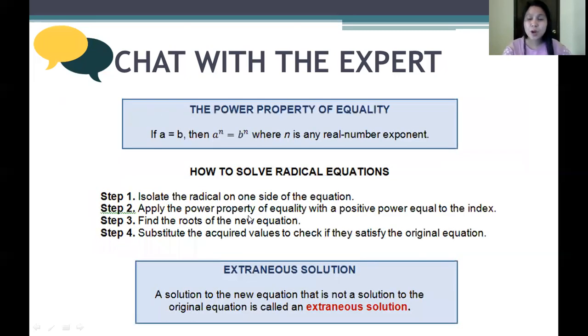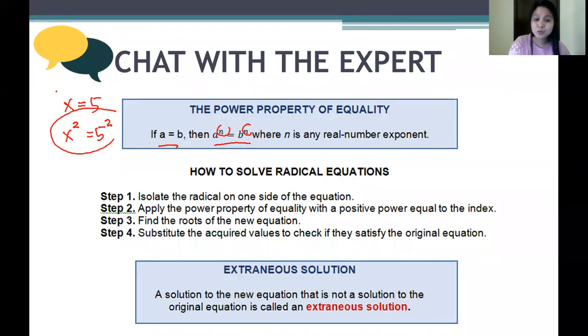Now, how to solve radical equations? Let's have some properties. The first property is, if a is equal to b, then a to the power of n is equal to b to the power of n. Example, if we have x is equal to 5, then if we square the x, we also square the 5. So these two are still equal.